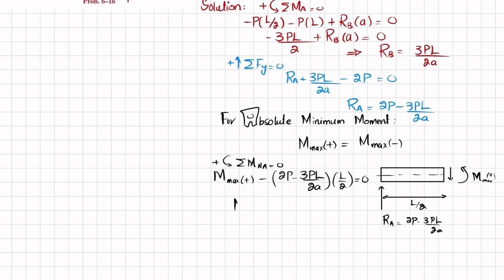So from here you will get maximum positive moment will be equal to 2PL over 2, that will be minus, and when it will go toward right side it will be plus, and the other one will be minus 3PL square over 4a. So it will give you maximum positive moment will be equal to P into L minus 3PL square over 4a. Clear? So this is maximum positive moment.